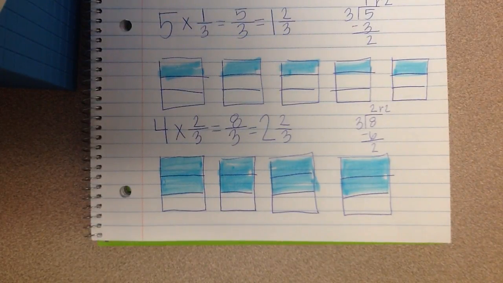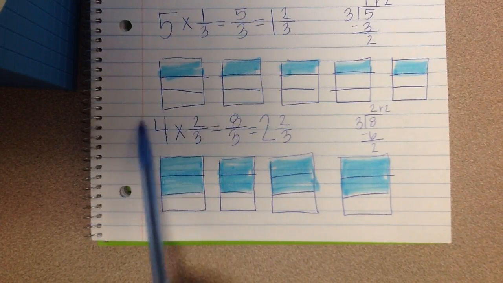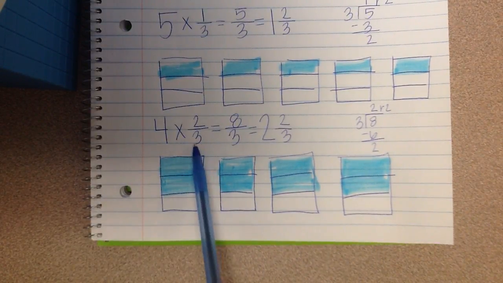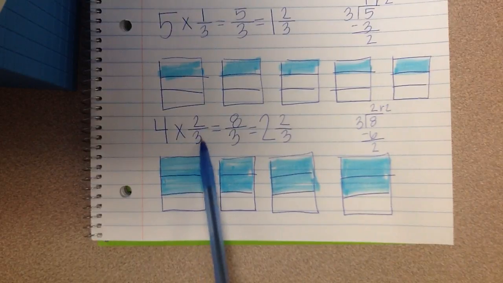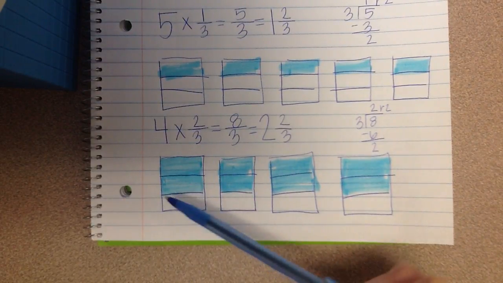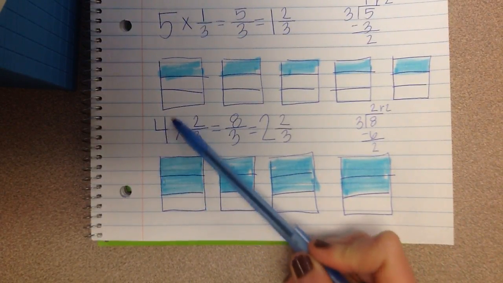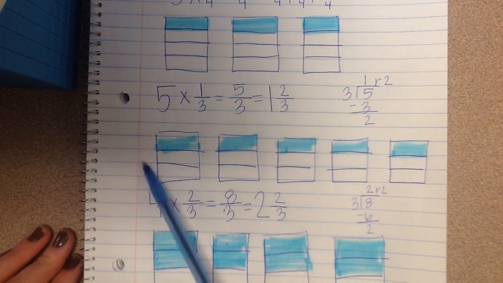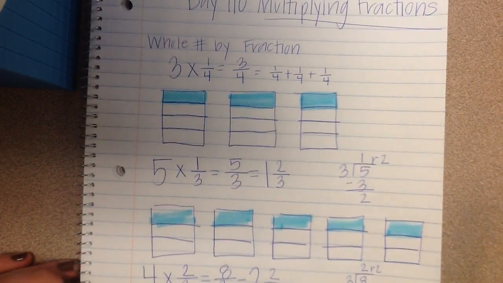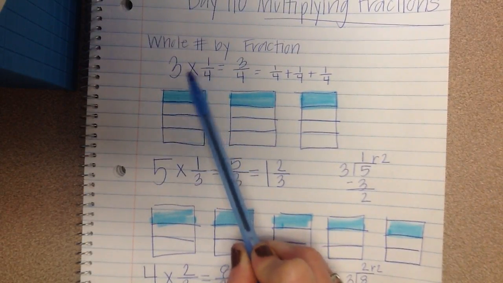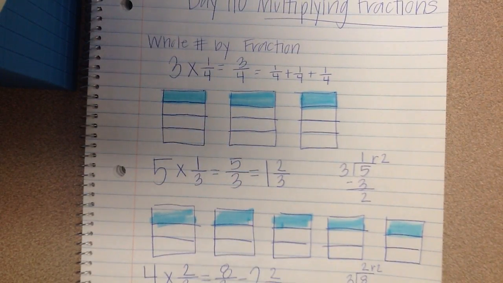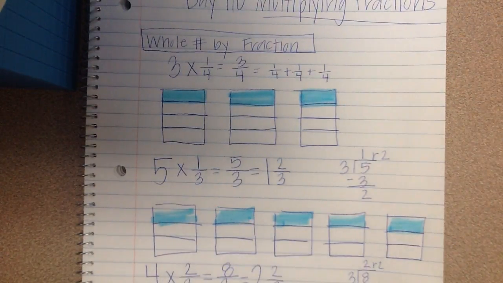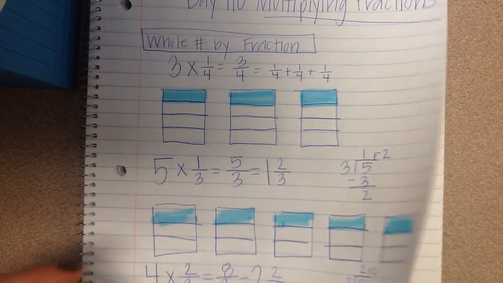So just to review, my first number is my total amount. That's why I have 4. I break it into thirds because that's what it's asking for, and I want 2/3 of each of the 4. I wanted 1/3 of each of the 5, and here I wanted 1/4 of each of the 3. So now I'm going to flip the page, and we're going to do fraction by fraction. It's my favorite.